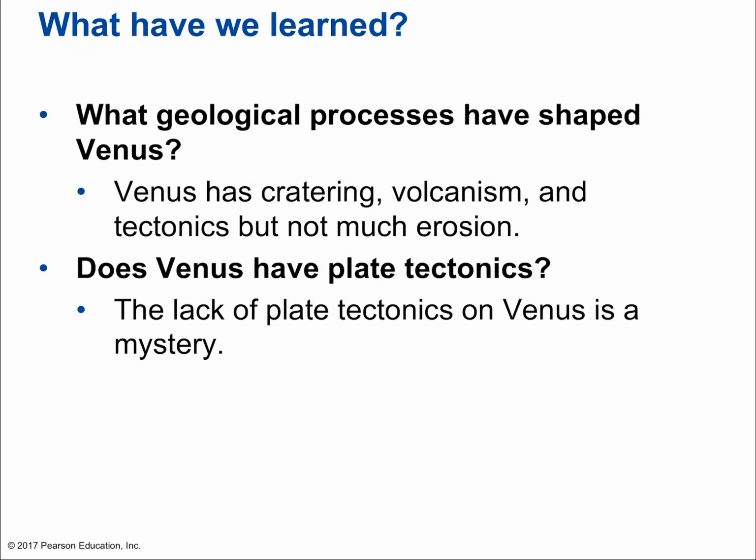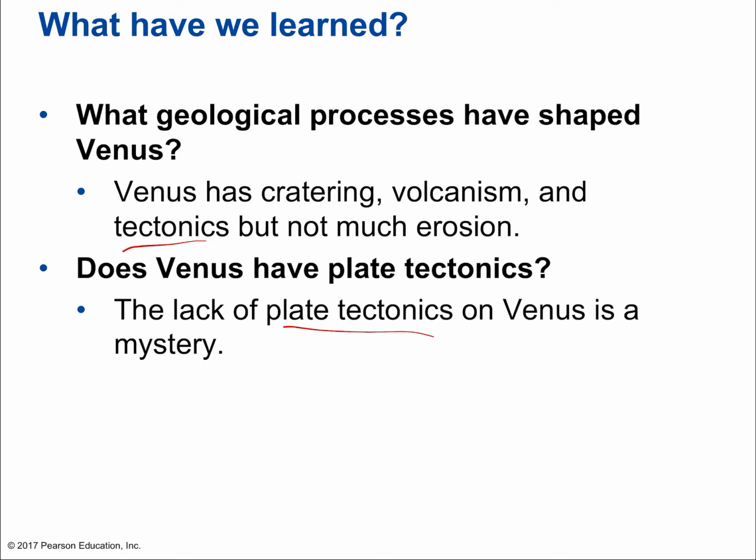Okay, so Venus has cratering, volcanism, and tectonics, but not much erosion. All right, and the lack of plate tectonics on Venus is a mystery. So you can have tectonics, which just means cracks, but plate tectonics is different. That means plates that are moving around freely from each other, like we have here on Earth. So the important thing is Earth is the only planet with plate tectonics, but it's not the only planet with tectonics.